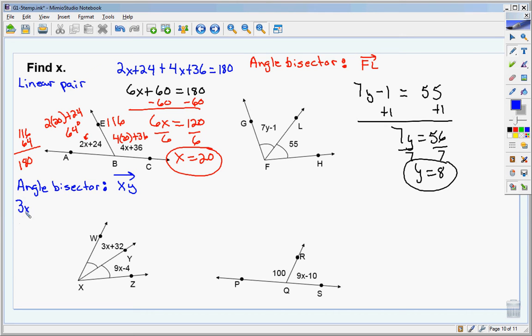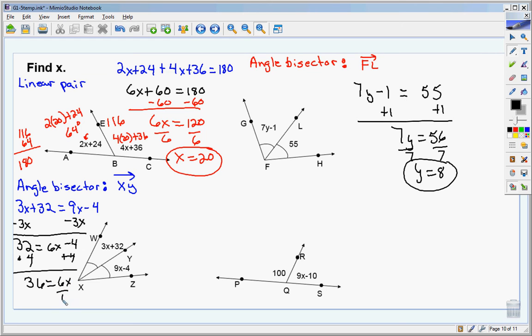So I know that 3x plus 32 equals 9x minus 4. Putting my x's together, I now have 32 equals 6x minus 4. Adding 4, I now have 36 equals 6x. So when I divide by 6, I get x is equal to 6.